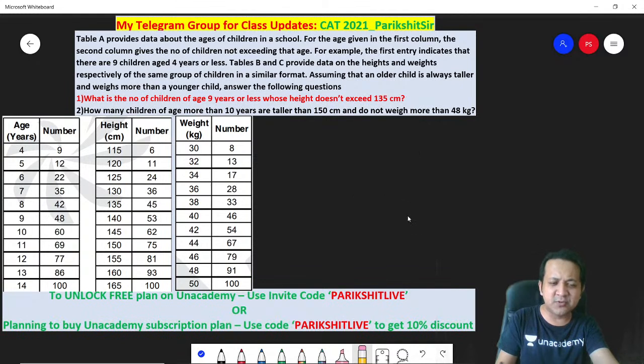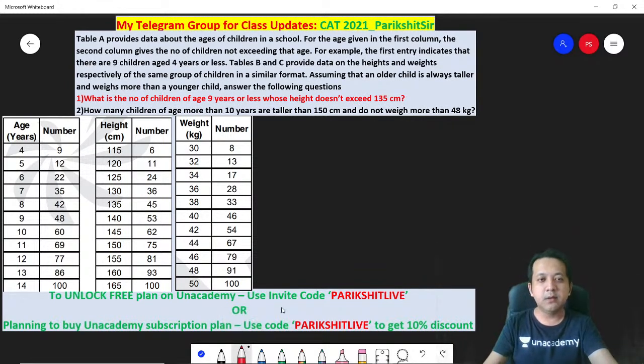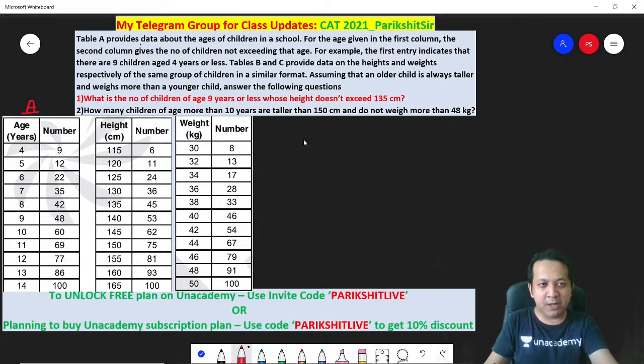Please read the caselet. I'm taking a pause for 5 seconds. You read the caselet before I start reading and we start solving it. Okay, I hope you have read it, right? Let's look at it. Table A provides data about the ages of children in a school. So remember, this is table A. For the age given in the first column, the second column gives the number of children not exceeding that age. I hope you understand that point. For example, the first entry indicates that there are 9 children aged 4 years or less.